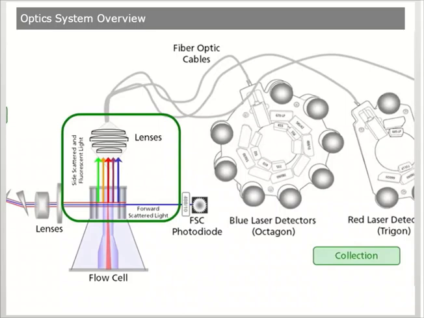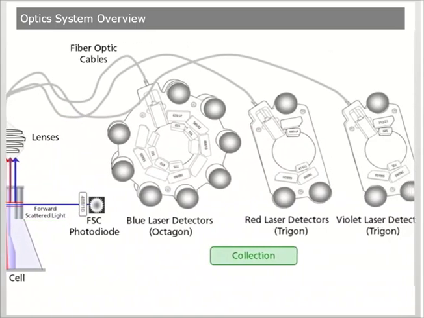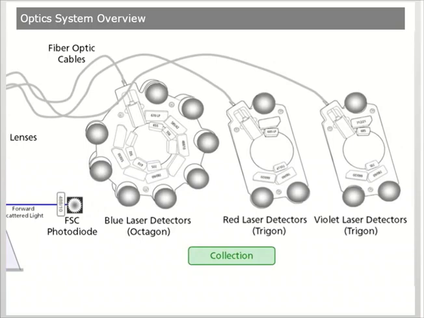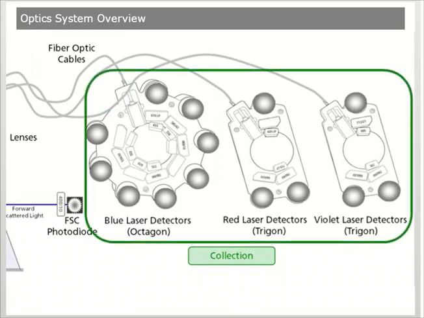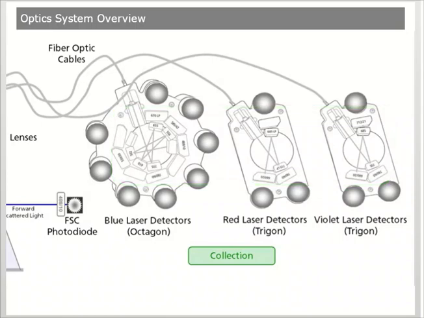Collection involves the gathering of scattered and emitted light from the sample and the routing of collected light to the appropriate detectors. Collection components include lenses that collect the scattered and emitted light. Fiber optic cables direct the emitted light to the appropriate detector arrays. Filters and mirrors transmit specific wavelengths of light to each detector.